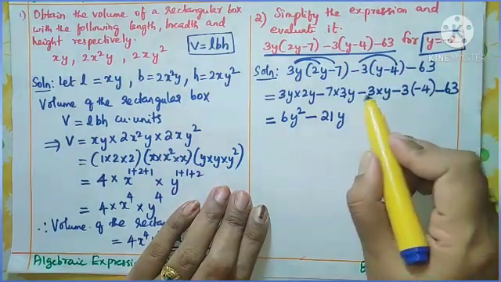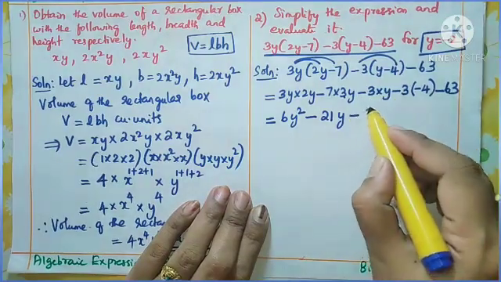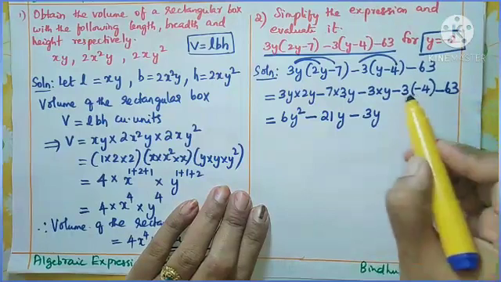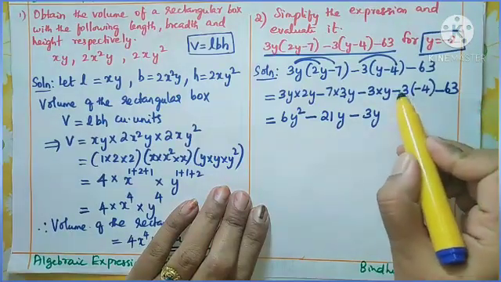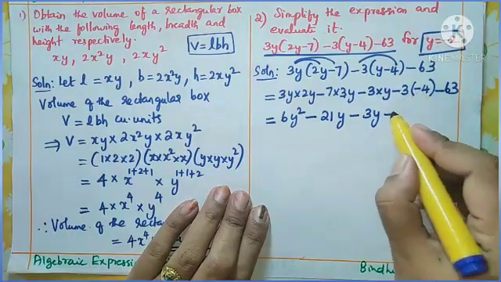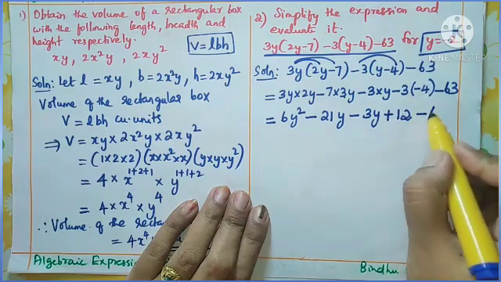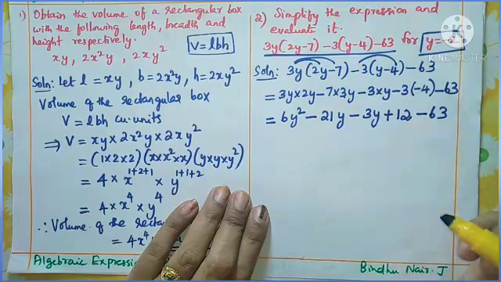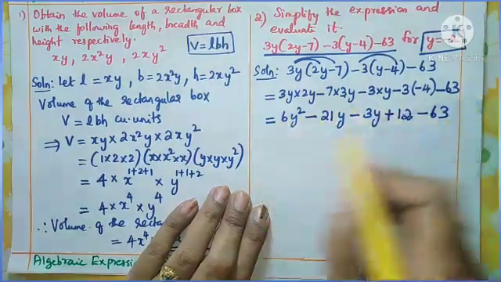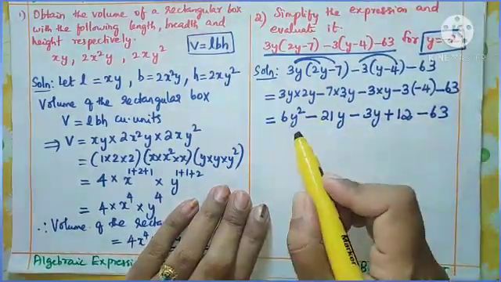Now come to here, minus 3 into y. Minus 3y. Then here you see minus into minus. Minus into minus is plus. 3 4s are 12. Minus 63. Last term. So we multiplied all this. Now what can we do?